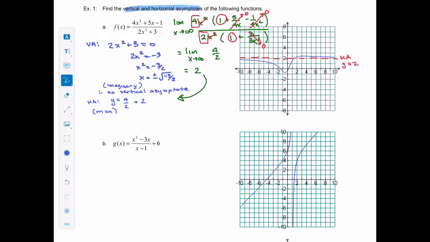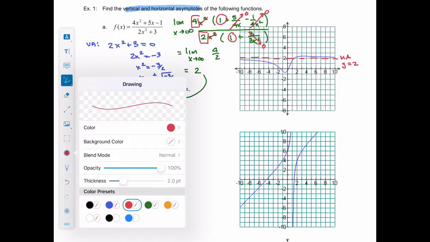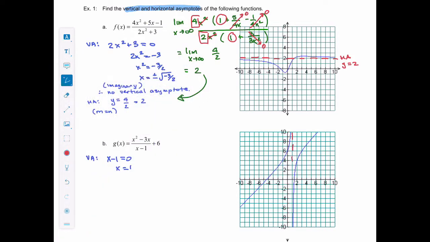Again, for my vertical asymptote, I'm going to make x minus 1 equal to 0, or I can say x is equal to 1. So we're going to have a vertical asymptote at x equals 1. Let's make sure the scale is right in this graph. x equals 1, I'll just draw it down there right now. So this is x equals 1, our vertical asymptote.